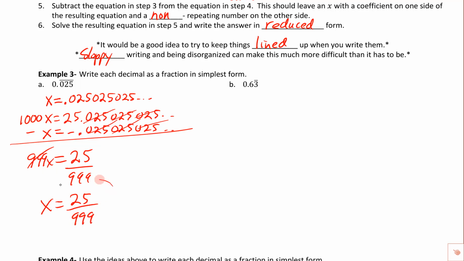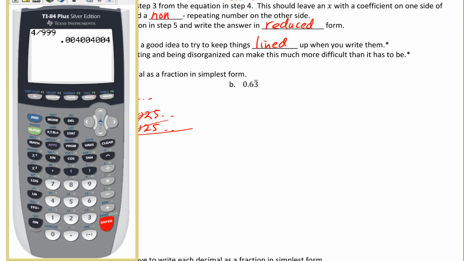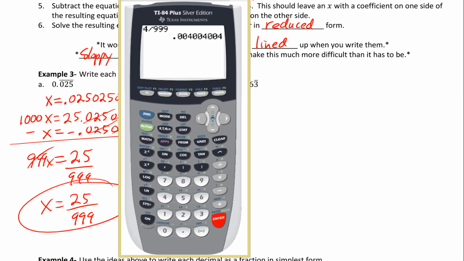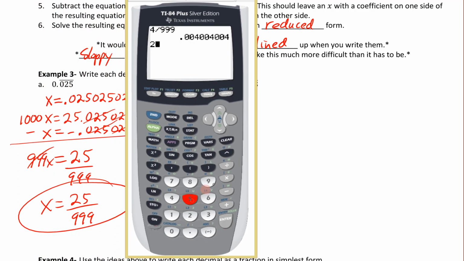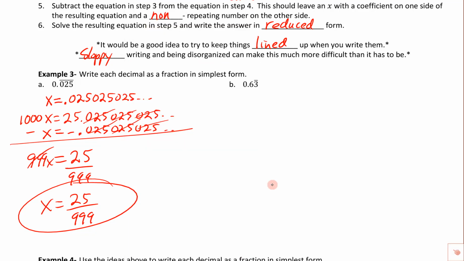that fraction right there. You may not have ever guessed it, but that decimal right there comes from the fraction 25 999s. And again, we're just going to double check that on our calculator, make sure that we got that right. So let's do 25 divided by 999, hit enter. And there we go. That's that 0.025, 025, 025 repeating pattern.